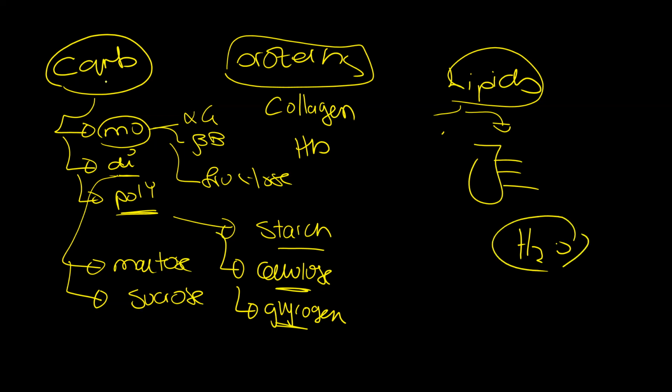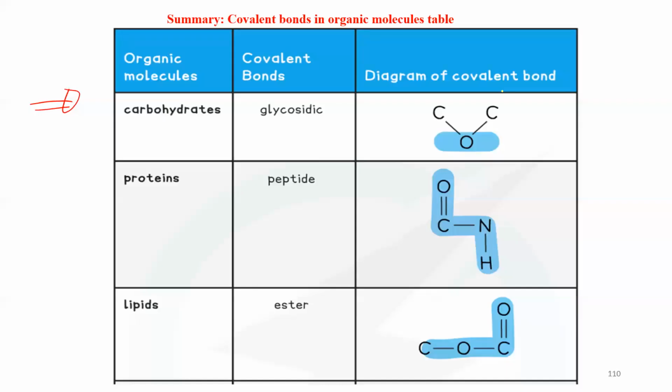Now, what is the bond in carbohydrates called? I'll give you 2 options because I know that you did not study. Glycosidic bond or peptide bond? Glycosidic. And the bond in proteins, glycosidic or peptide? Peptide. And in lipids, is it called peptide or ester? Ester. Okay? So this nice table here identifies the bonds.